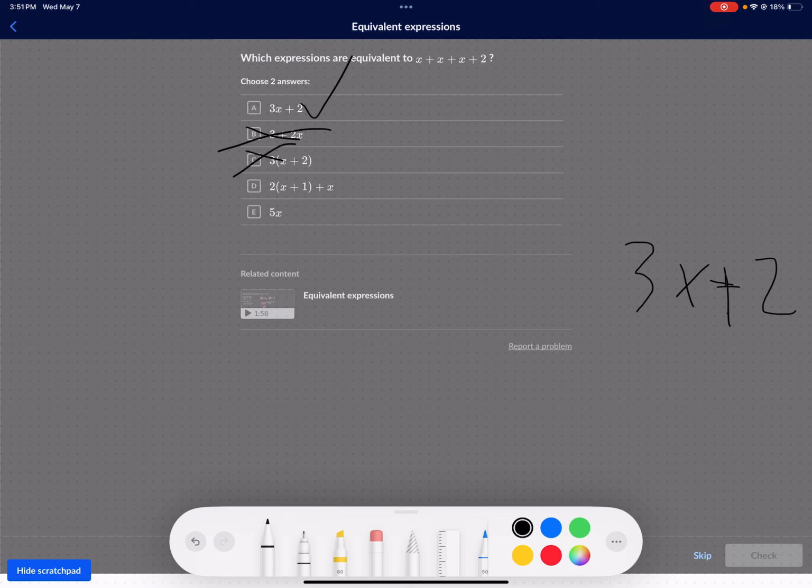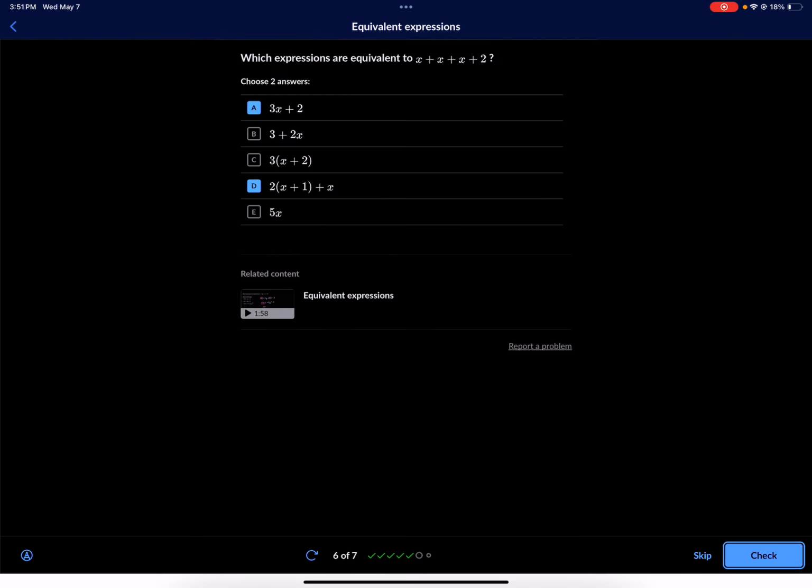D, 2x plus 1, so we have 2 times x, plus x is... No, D is correct, actually, because we have 2x plus 2 plus x. 2x plus x is 3x, and then plus 2 is correct. And since it's only asked for 2, 5x is not it, because that's a product, so A and D is correct. If you got that right, good job.